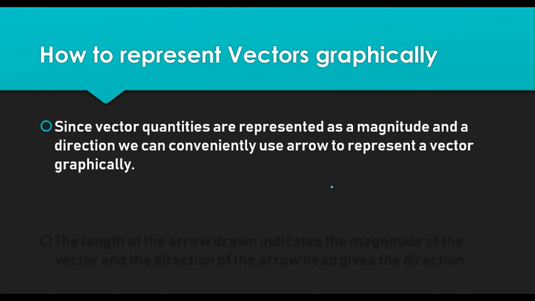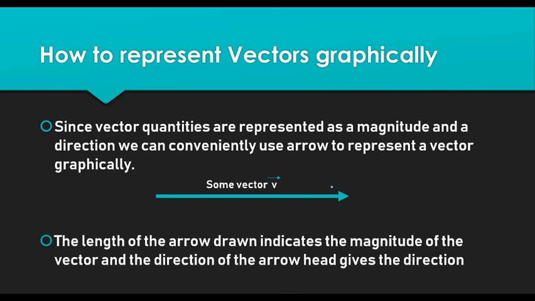So how do we represent vectors graphically? Now, since vectors are quantities that are expressed as a magnitude and a direction, we can conveniently use arrows to represent a vector graphically. So here we have an arrow representing some vector. Let's call it v, and the length of the arrow drawn indicates the magnitude of the vector, and the direction of the arrow gives us the direction of the vector. So this length here, the length of the arrow drawn, gives us the magnitude, and the direction in which the arrowhead points gives us the direction of the vector.